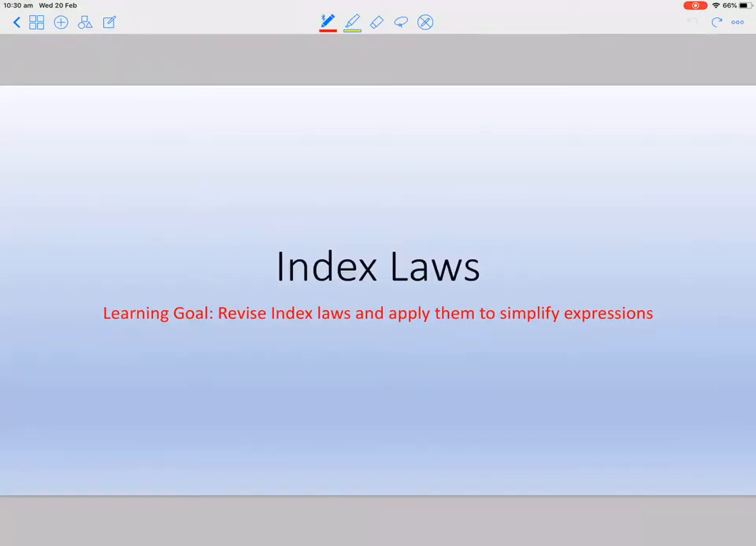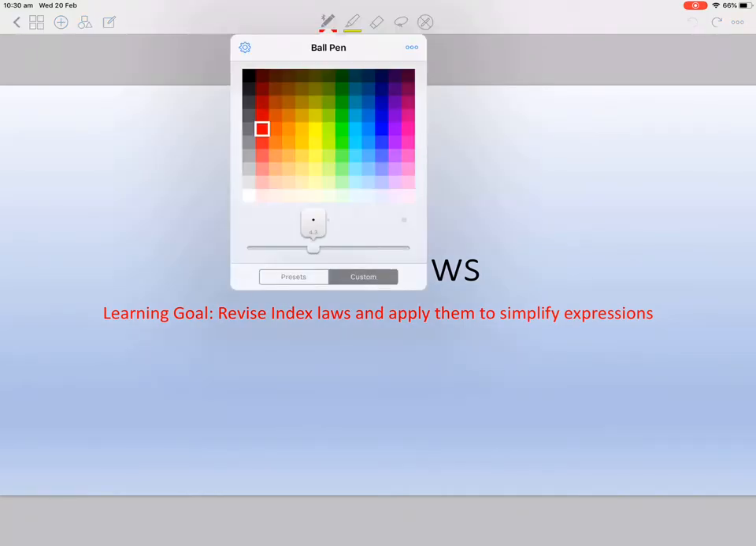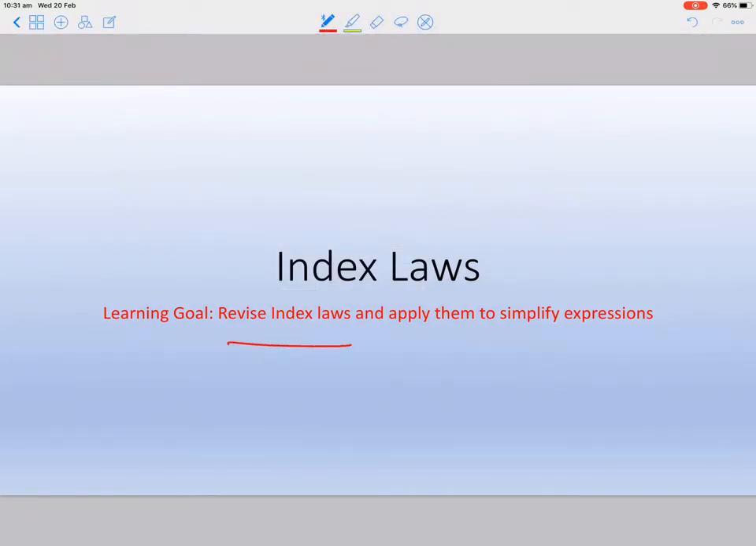Alright, so this lesson is on index laws. In reality, we're only doing a little bit of index laws, and we're just going to revise index laws and apply them to simplify expressions. We've actually had this word simplify many times in algebra, and it'll keep popping up. Pretty much we need to solve it, make it into simplest form.